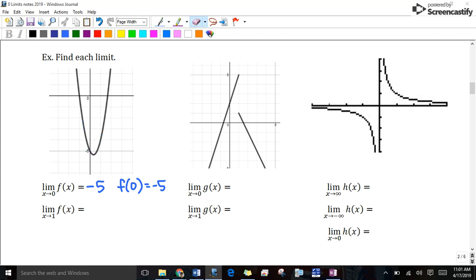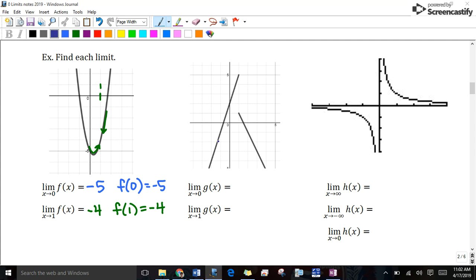So again, I'm going to approach it from both the left side of 1 and the right side of 1. So here's where 1 is. The left side of 1 is this guy right here. Looks like it's coming up towards -4. The right side of 1 is heading down towards -4. So again, it looks like they're both approaching that value of -4. So the limit as x approaches 1 of f of x is -4. And again, if I were to compare this to the function value itself, they are the same. Okay? All right, let's move on to this next guy.